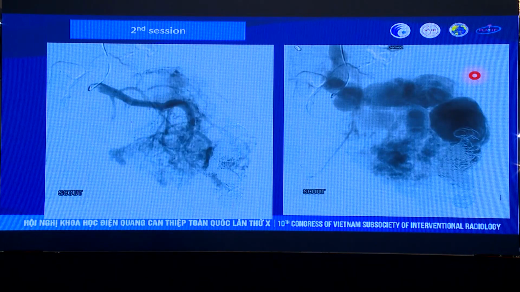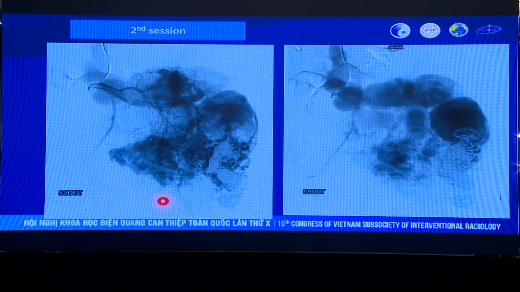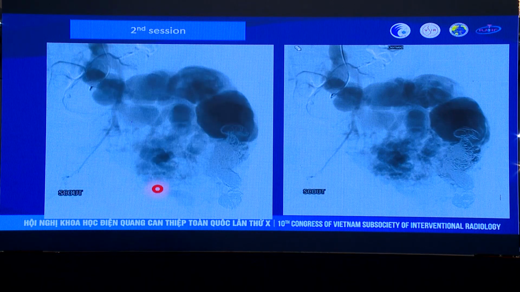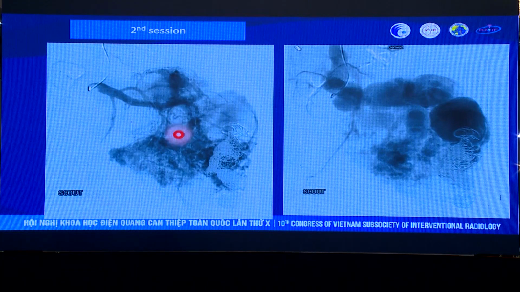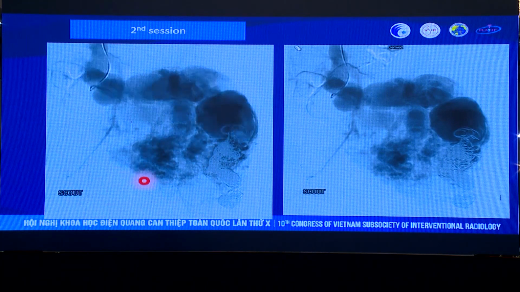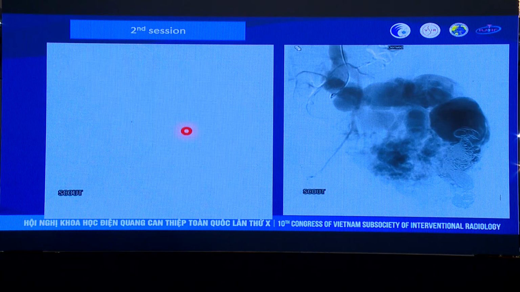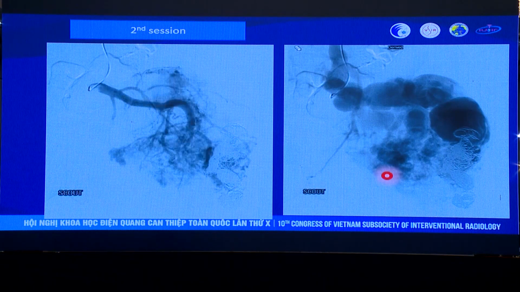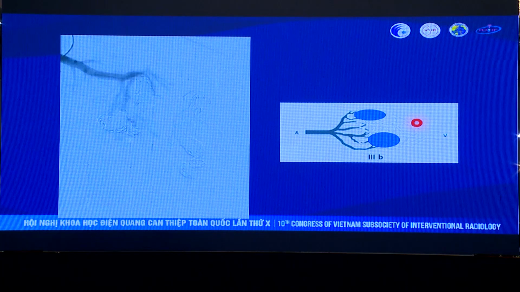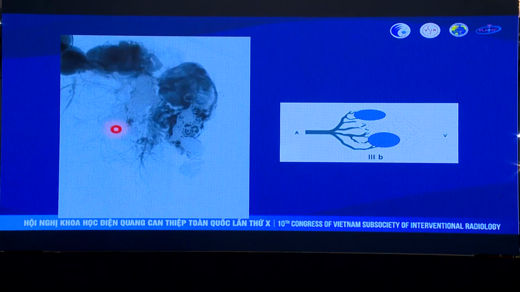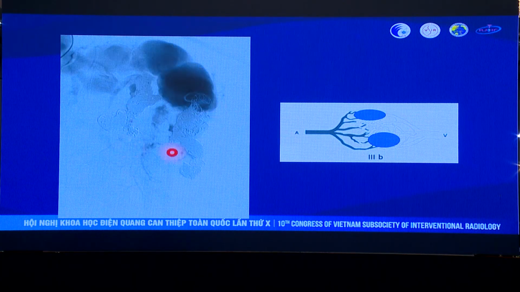And then this is the next session. Where is the next target? We targeted here. You can see the feeding artery and venous drainage. This is the vein part. So we targeted here, and we put some coils and ethanol. We blocked some part of the AVM like this.